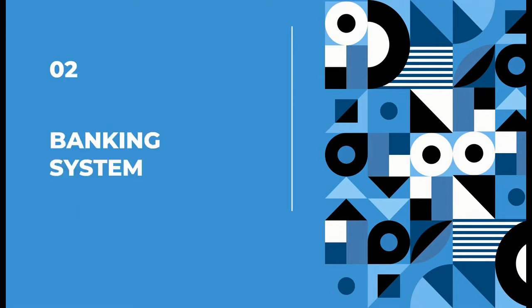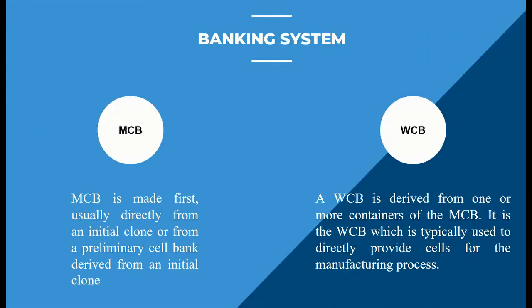So next comes the banking system. How many types of banking system are there? There are basically two types, that is MCB and WCB. MCB stands for Master Cell Bank. It is made first, usually directly from the initial clone or from a preliminary cell bank derived from the initial clone. A working cell bank is derived from one or more containers of MCB. It is the WCB which is typically used to directly provide cells for the manufacturing process.